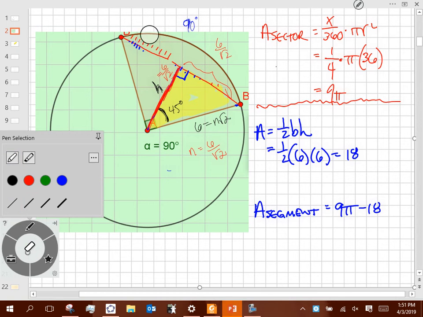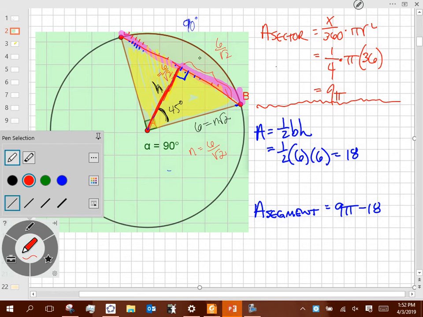Then to find the base, my goal is ultimately to find the area of everything that's yellow, right? So if this distance here is 6 over root 2, I'm going to keep it there now because the intermediate algebra doesn't require us to rationalize. It's the answer that we want to rationalize. So I always keep it in.